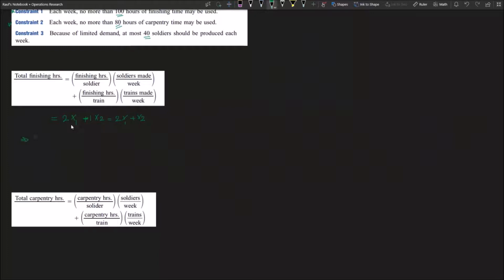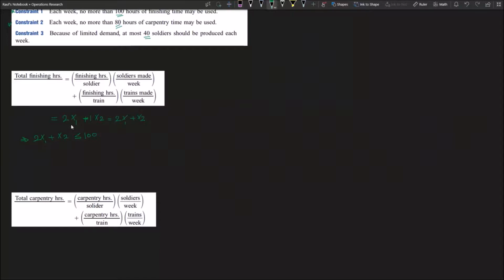From that we can say 2x1 plus x2, as we mentioned in constraint 1, cannot exceed 100 hours per week, so it will be less or equal to 100. So that's the first constraint equation.